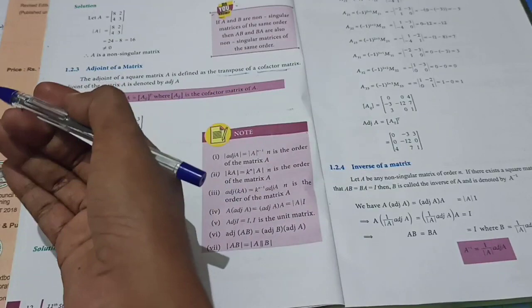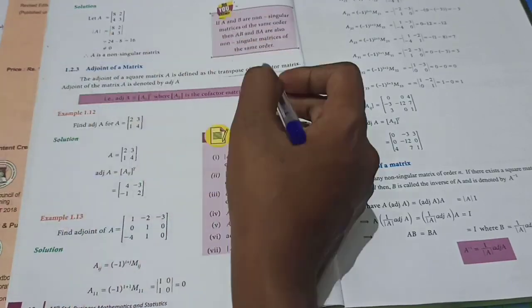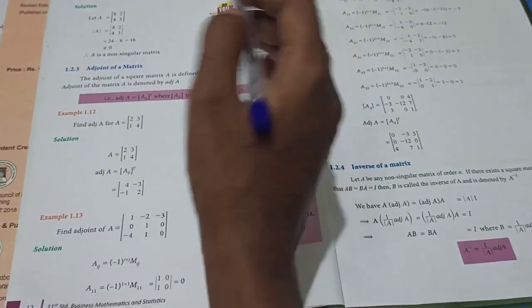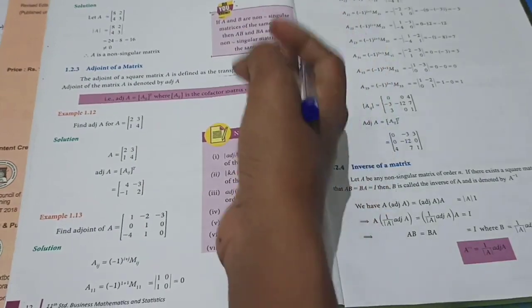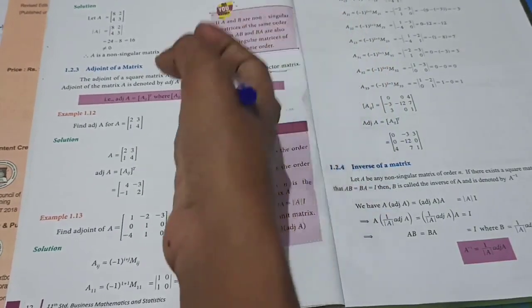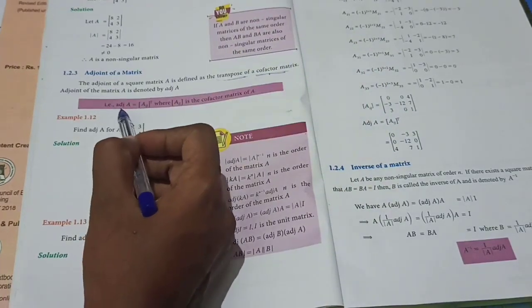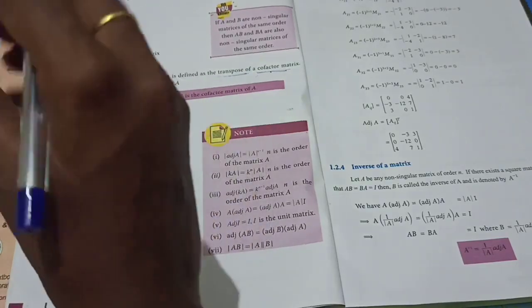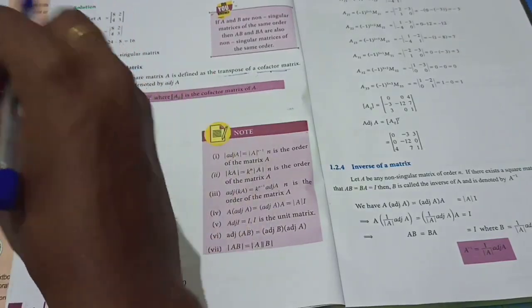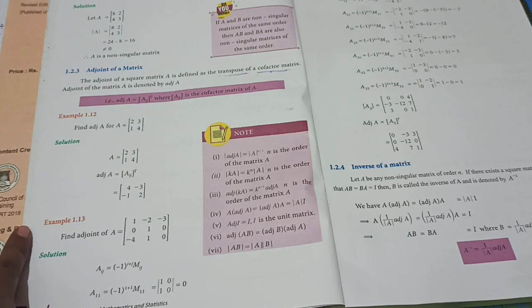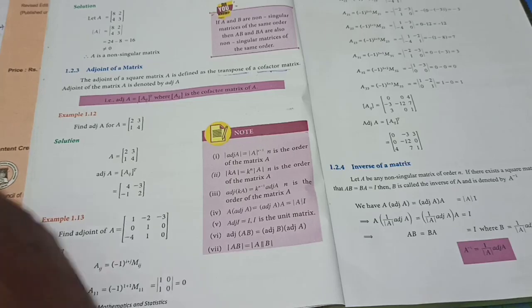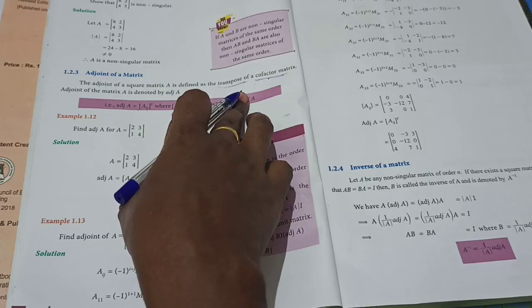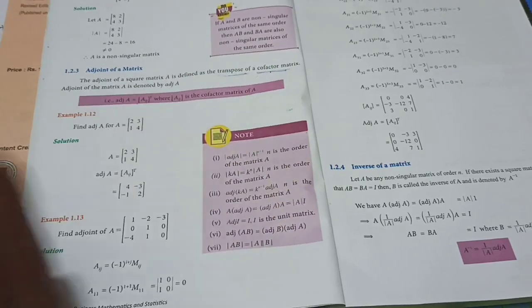So for finding the adjoint, what you need to do first? You need to find the cofactor matrix. Afterwards, if you find the transpose of that particular cofactor matrix, you will get the adjoint. So simplest thing is adjoint A is equal to Aij transpose, where Aij means cofactor matrix. Transpose of cofactor matrix is called the adjoint of a matrix.